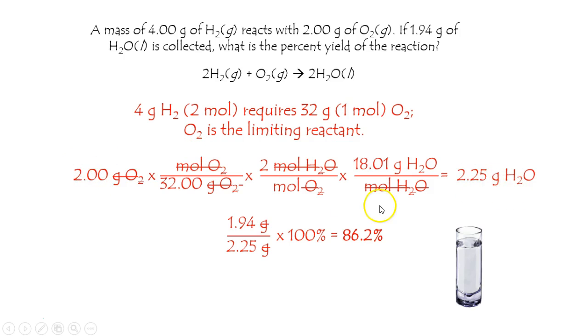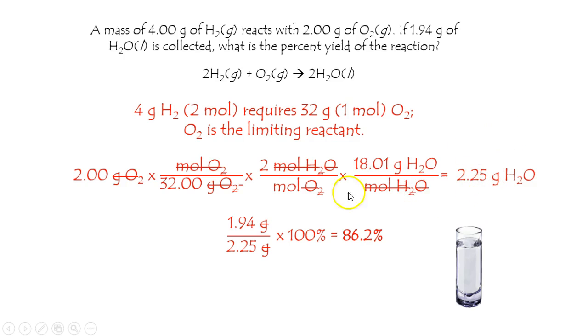Let's take a look. It's a 3-step process. 32 grams is a mole. We only have 1/16 of a mole, but each mole of oxygen does form 2 moles of water that weighs 18 grams per mole. And okay, so it's enough to make 2.25 grams of water.